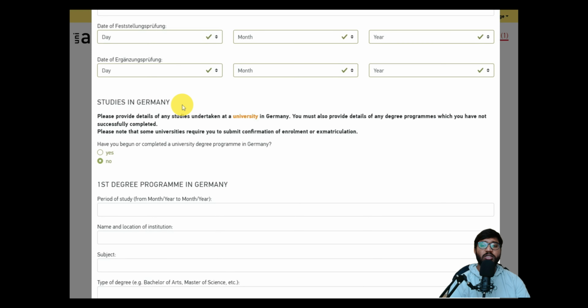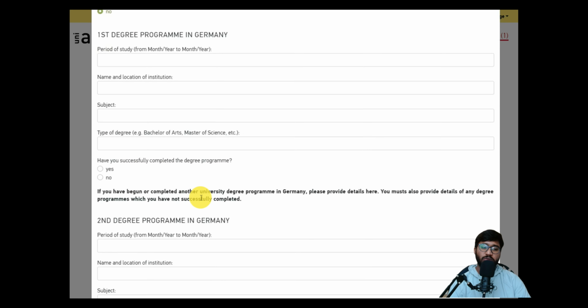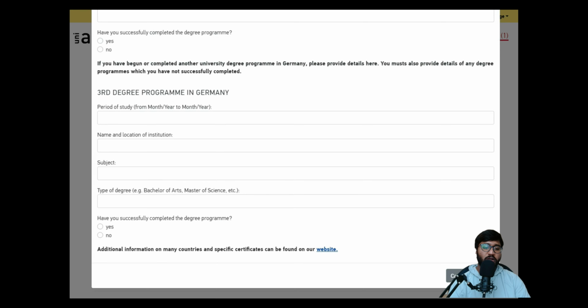After that, the studies in Germany. As of now, studies in Germany will also be no. If you are a person who has done one semester in Germany already in any master degree, and you want to jump to the second semester for this particular course, then you have to click on yes and fill in the first degree that you have taken in Germany. But usually we are applying for the first degree course starting at first semester. That's the reason we will click no. So no need to upload anything. Then you can click on save.